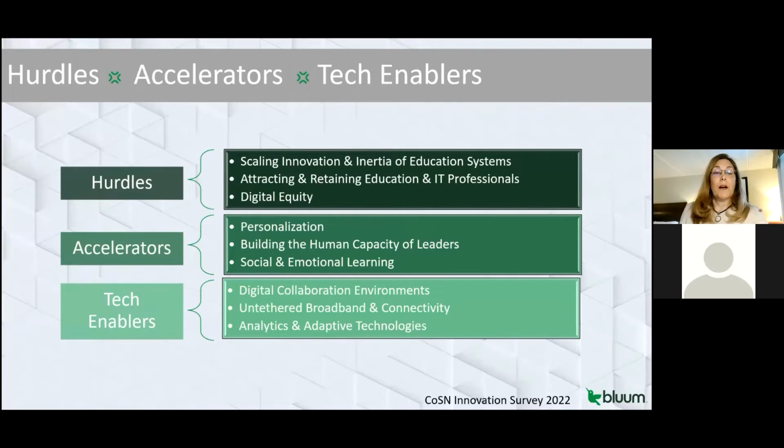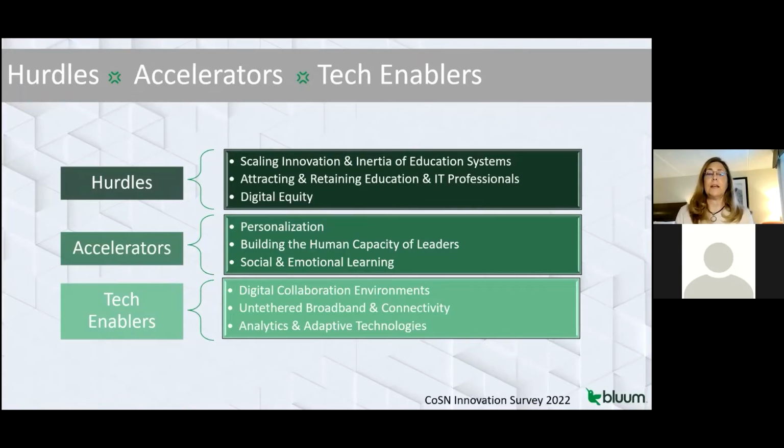When we met, one of the other things that we talked about were the hurdles, accelerators, and tech enablers. And we shared some of the hurdles, accelerators, and tech enablers that we have in our own districts. What you see on the screen right now are those hurdles, accelerators, and tech enablers that were identified in the COSIN Innovation Survey that's done every year. These are the ones from 2022. We're just going to put the link in the chat so that you have access to that.